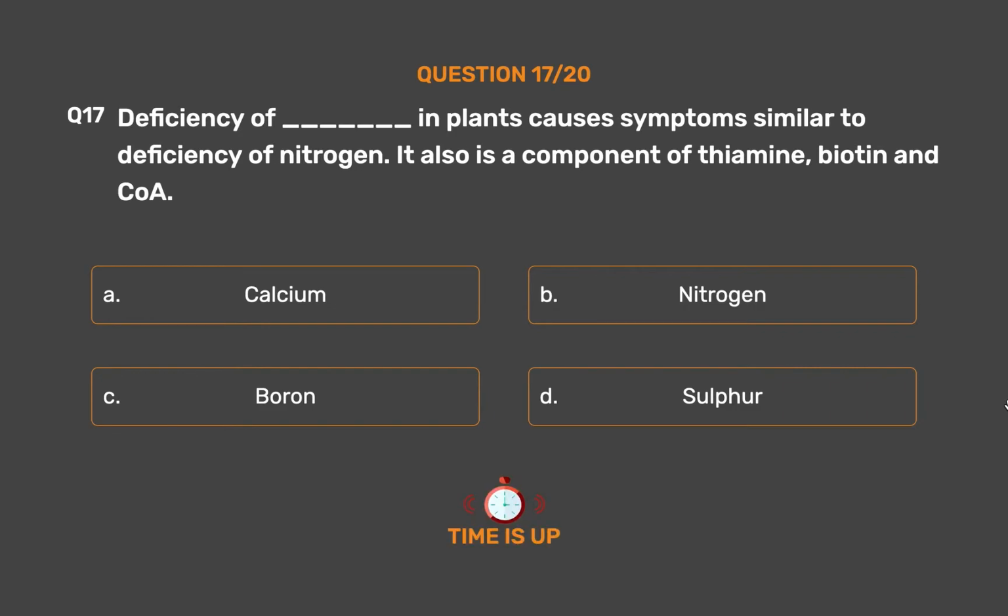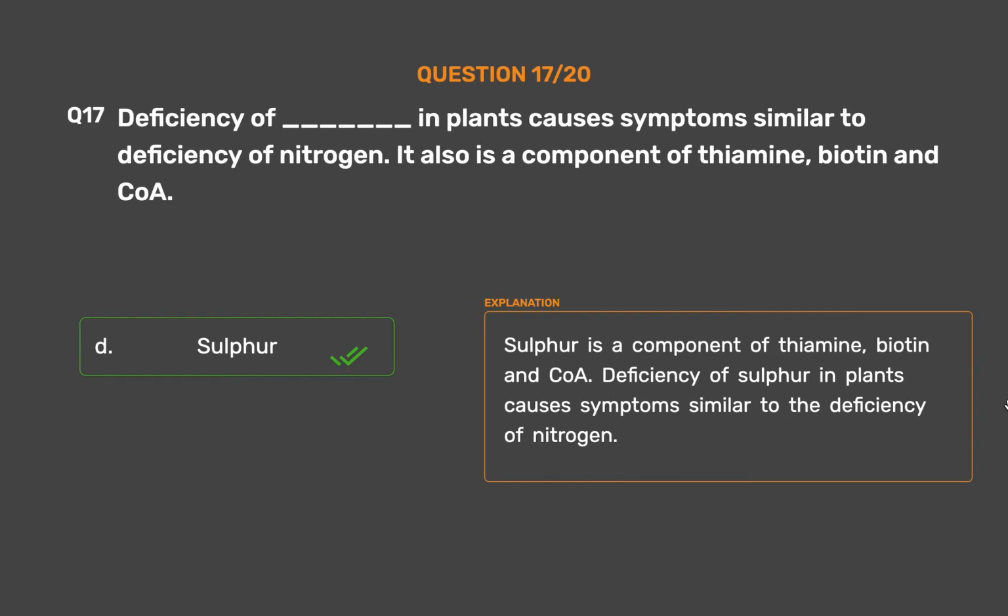The correct answer is Option D. Sulfur. Sulfur is a component of thiamine, biotin and CoA. Deficiency of sulfur in plants causes symptoms similar to the deficiency of nitrogen.